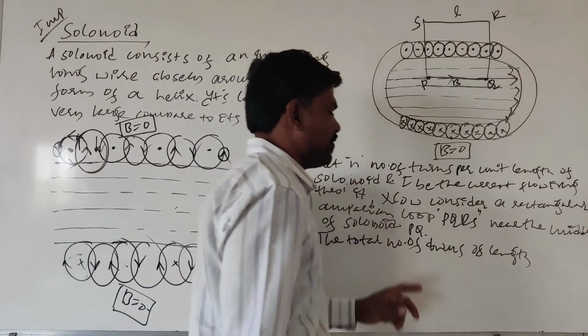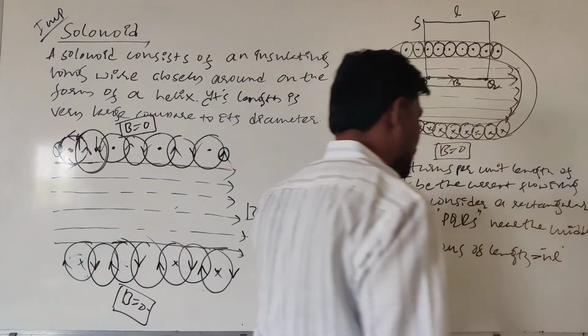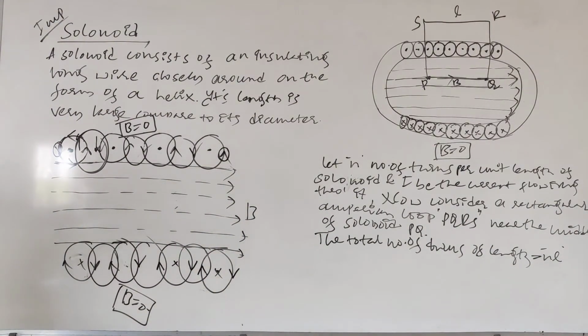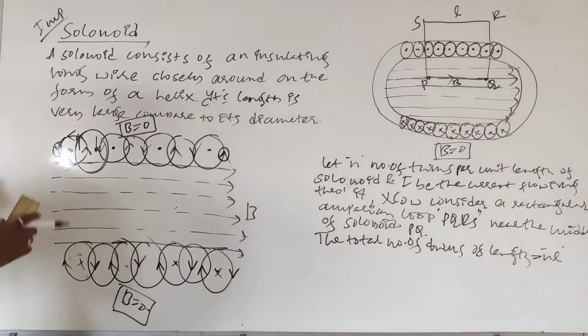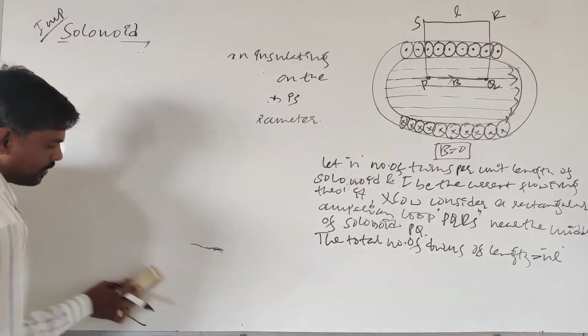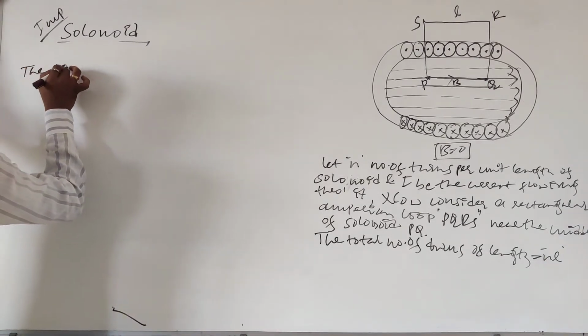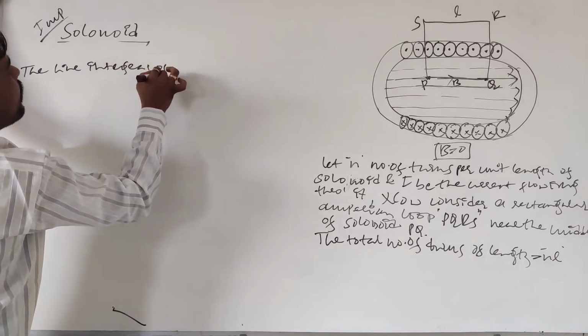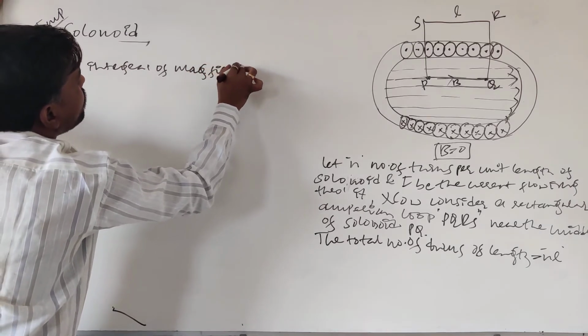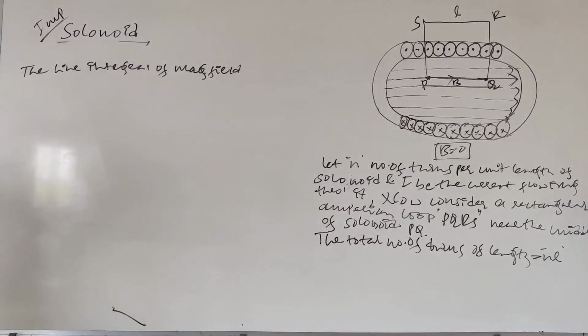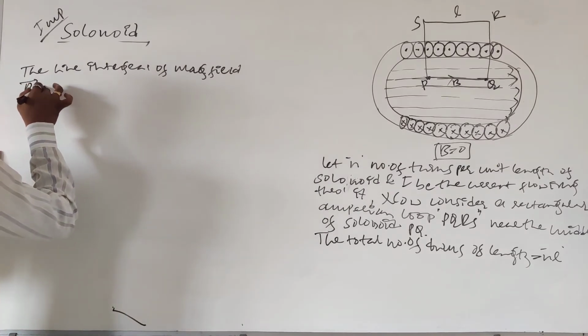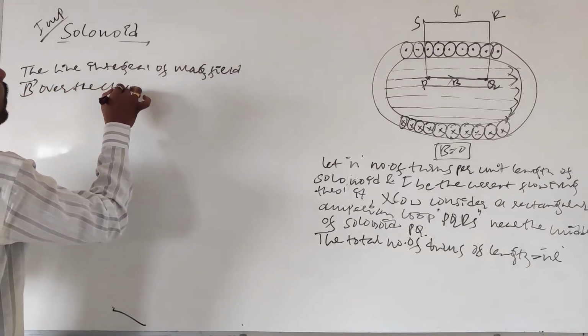How many total turns did we take? n per unit length. So the total number of turns in length L is nL. Right? Then the line integral of the magnetic field B over the closed path.